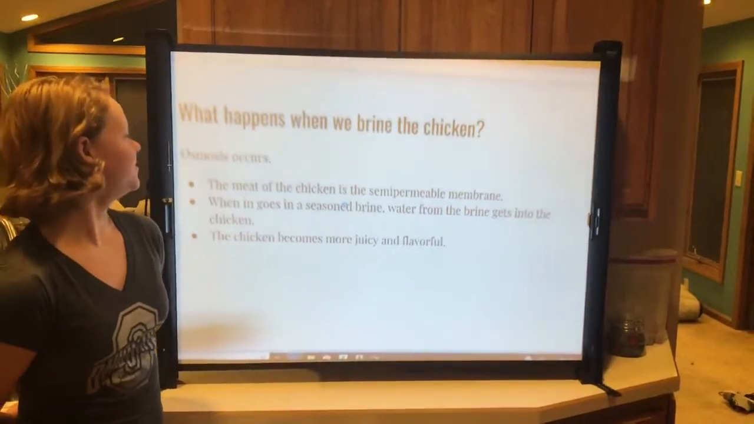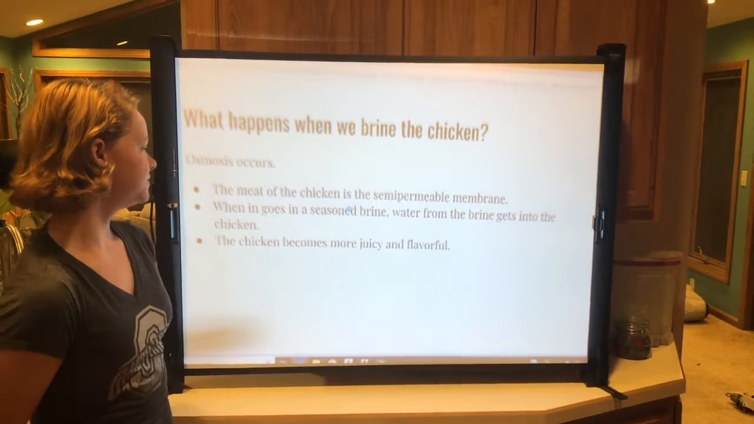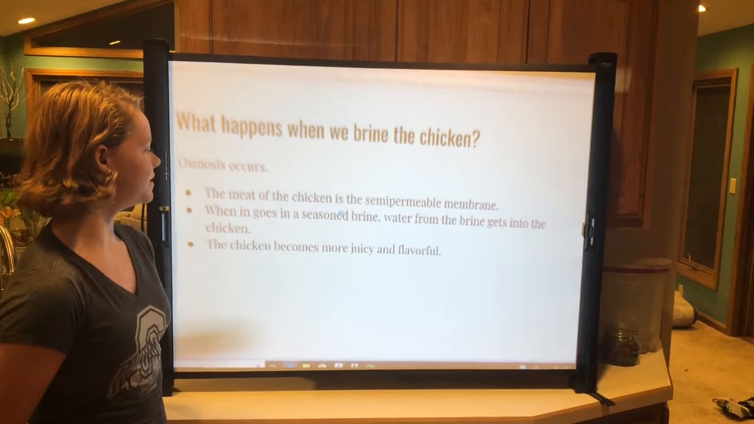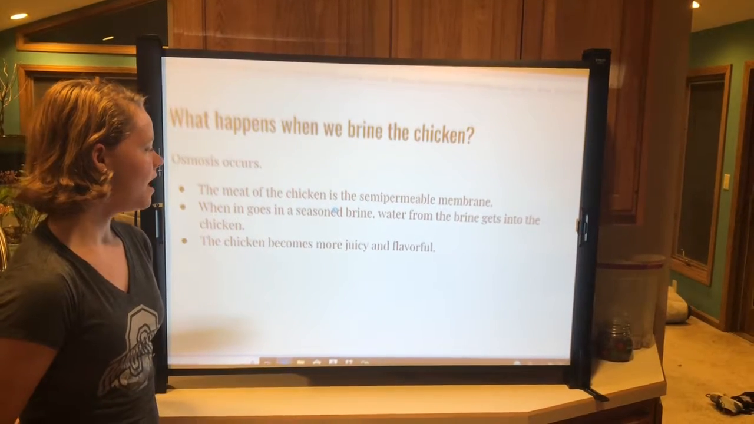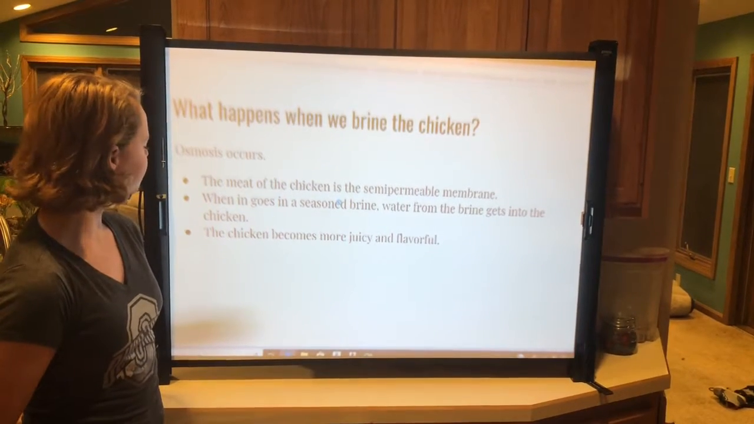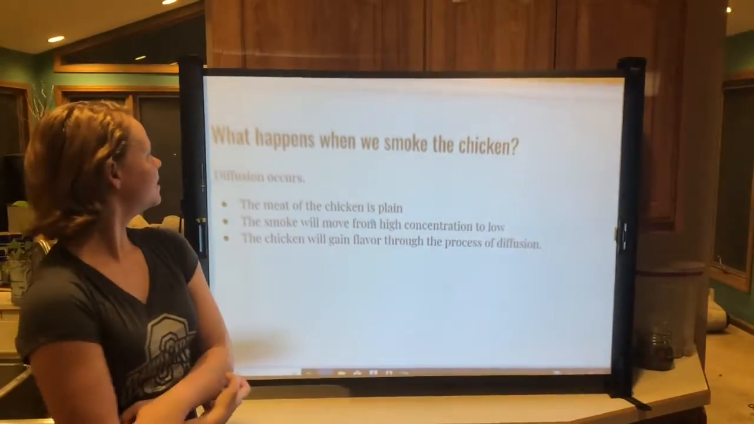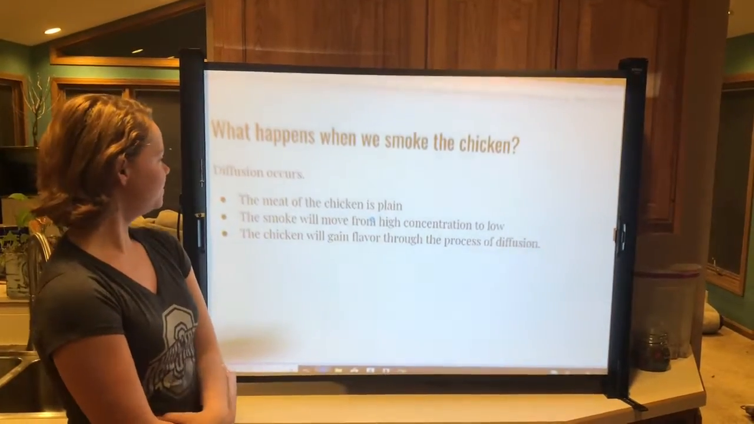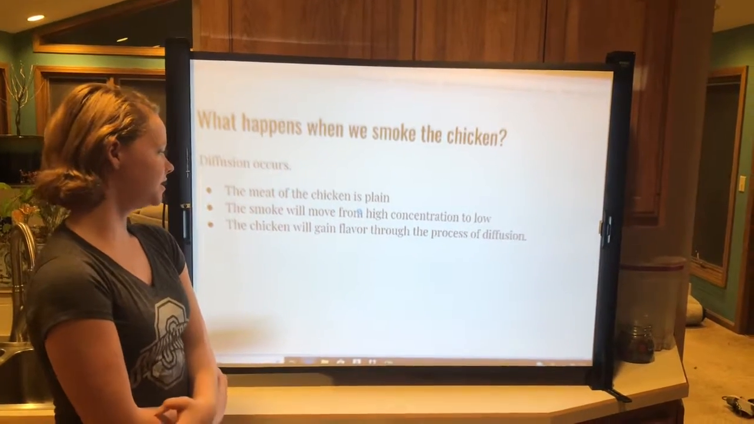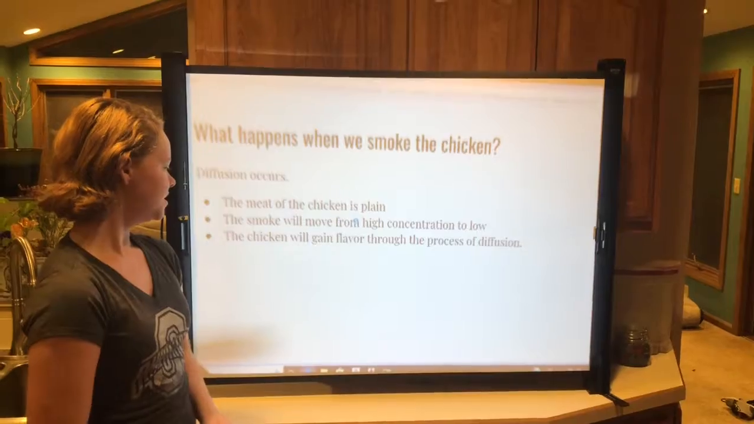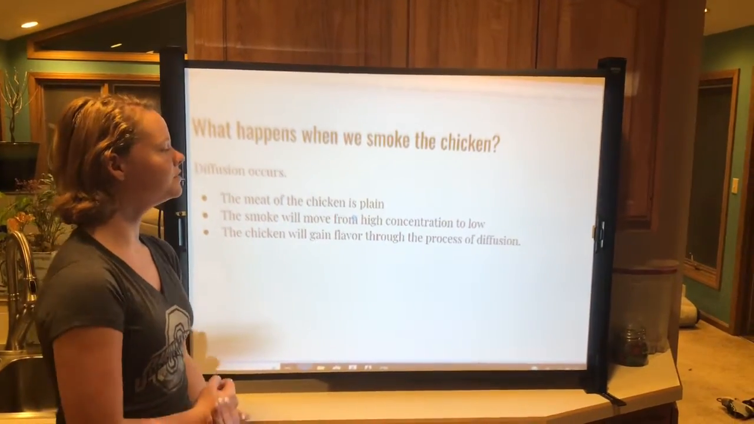What happens when we brine the chicken? Osmosis occurs. The meat of the chicken is the semipermeable membrane. When it goes in a seasoned brine, water from the brine gets into the chicken. The chicken becomes more juicy and flavorful. What happens when we smoke the chicken? Diffusion occurs. The meat of the chicken is plain. The smoke will move from high concentration to low. The chicken will gain flavor through the process of diffusion.